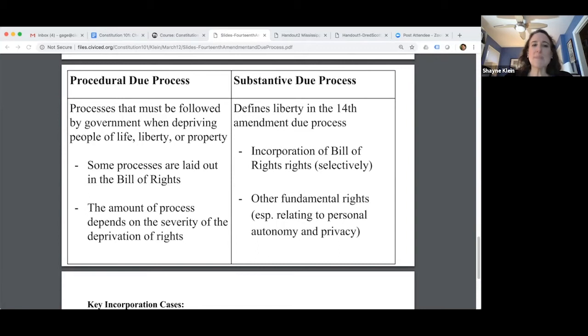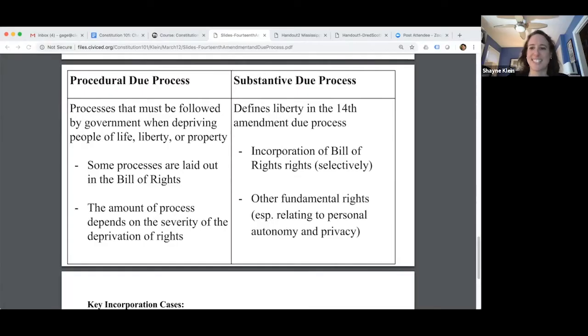What would be an example of a minor deprivation of liberty for which you're not going to get a trial and then a whole bunch of appeals, guaranteed all the way up to the Supreme Court, potential pardon by the governor like you would for the death penalty? What's an example of a very small deprivation of rights? I see some traffic tickets.